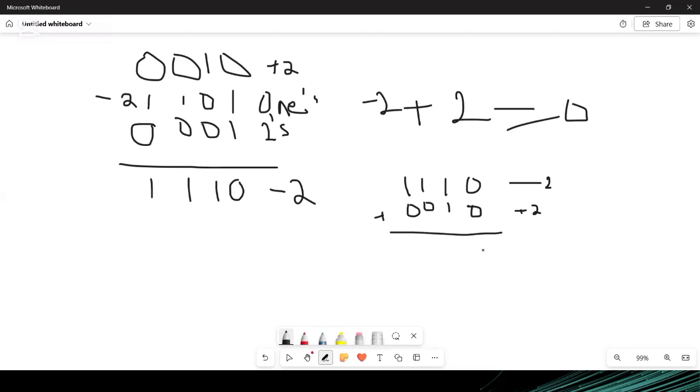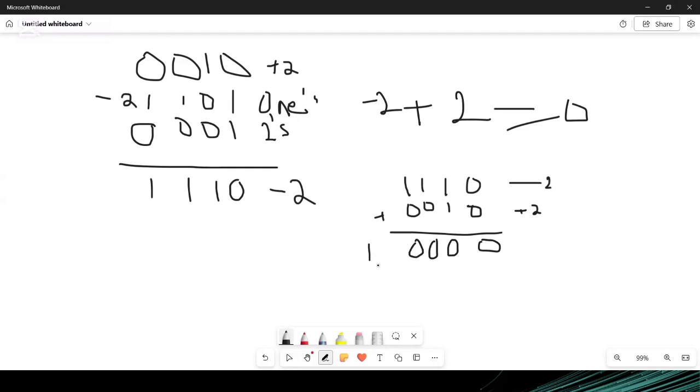Now, 0 + 0 will give us 0. 1 + 1 will give us 2. But since it is base 2, we'll write 0, convert that 2 to 1, and add that 1 here. 1 + 1 will also give us 2. 2 + 0 will give us 2. We'll write 0, carry 1, add here.